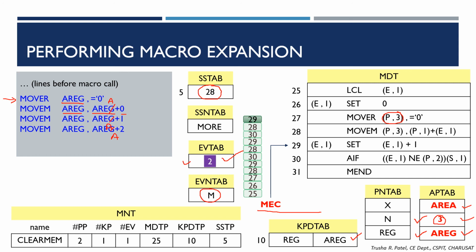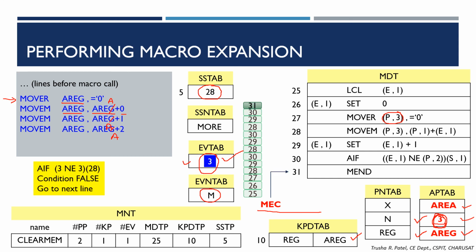Then the value of the expansion time variable is incremented to 3. Then again check the condition, is the value of the expansion time variable not equal to the second parameter? No, now the condition is false. So it will go to the next statement, that is the MEND statement, and it will end the macro expansion.